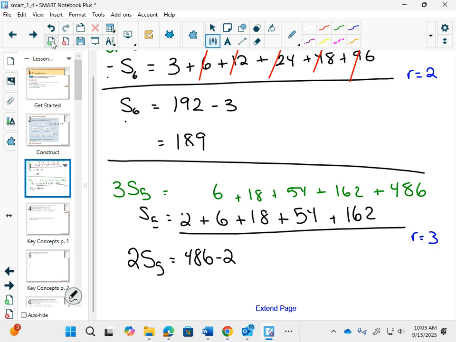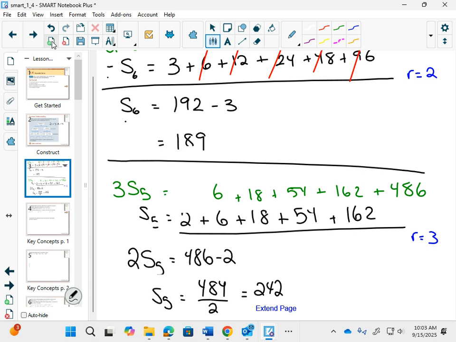And on this side I had 486 minus 2. How would I find out what the actual sum is? I'd have to divide it by 2. So it'll be 484 divided by 2, which is 242. And if you add those up, you get 242. This strategy will help us develop the formula for adding geometric sequences, which is called a geometric series.